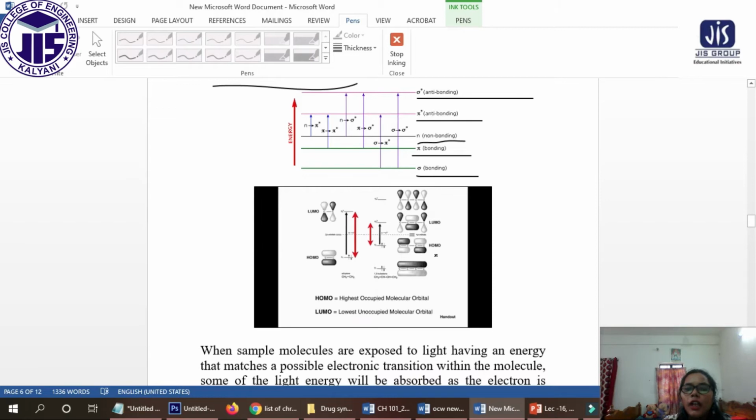Okay, so this is the HOMO-LUMO I have shown here. HOMO means highest occupied molecular orbital, and LUMO means lowest unoccupied molecular orbital. You can see here this is the HOMO orbital and this is the lowest unoccupied molecular orbital, the LUMO. So the transition can take place.